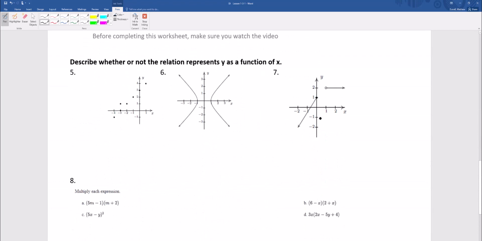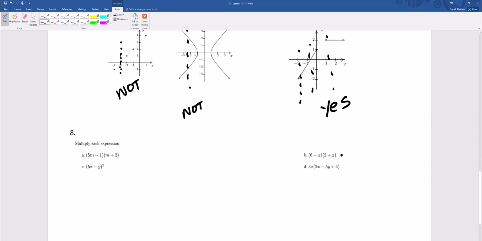For this one, it fails the vertical line test here, so it's not a function. This one also fails the vertical line test, so it's not a function. Here, there's no place where it's going to fail that vertical line test, so yes, it's a function.